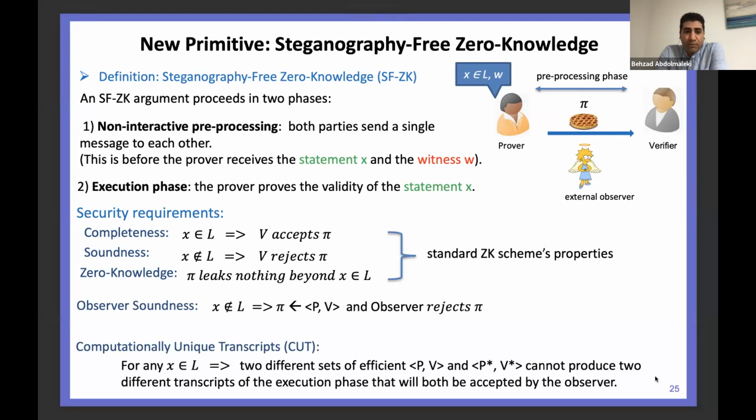First is called observer soundness, which says that for any invalid word or for any invalid prover, no collusion of prover and verifier should be accepted by the observer. And the last one is computationally unique transcript, which says that for any valid word, 2 different efficient provers, P and V, and P star and V star, should not be able to generate 2 different transcripts or 2 different proofs such that both pass the verification by the observer.